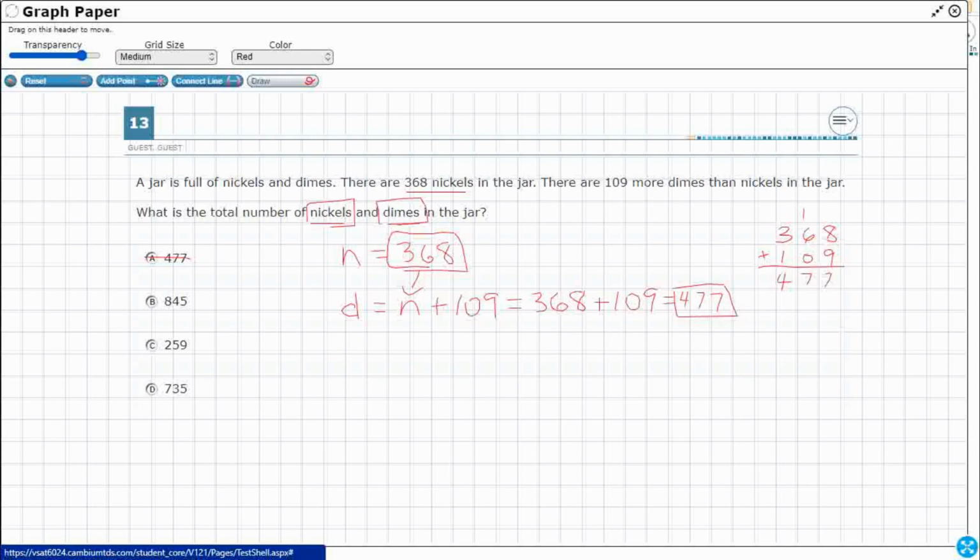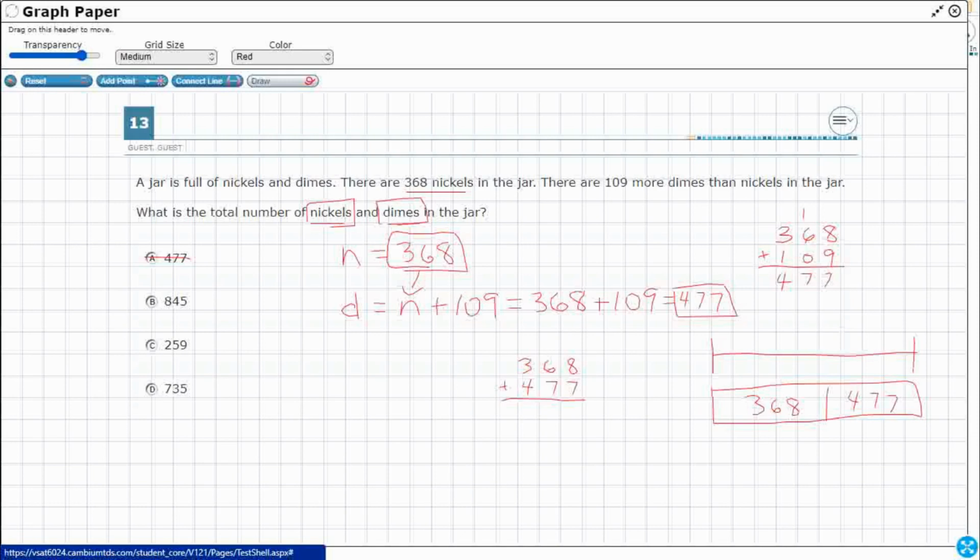So if I want to find the total number of nickels and dimes, right, I can draw a strip diagram here. If that helps us kind of visualize it, right? I've got my nickels and my dimes. My nickels are 368. My dimes are 477. Okay, so I need to add them up. So let's add them up. 368, 477. Let's add and see what we're going to get here.